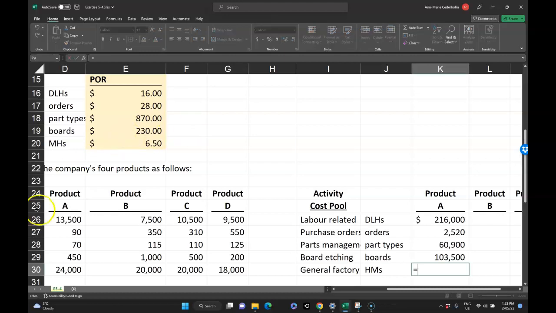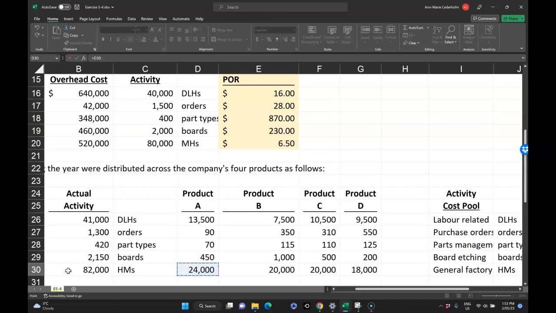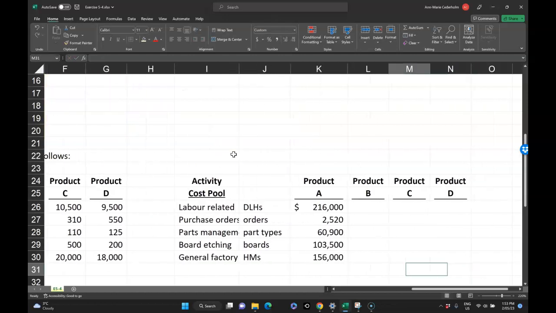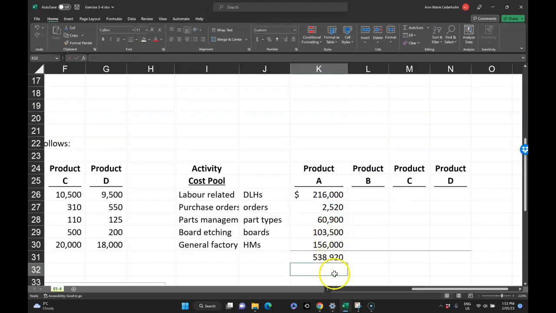Then machine hours, we're going to take actual machine hours, so that's 24,000, and then we're going to multiply that by $6.50. So for product A, if I just add all of this up, that comes to $5,308,920. And what we're calculating here is the applied manufacturing overhead.